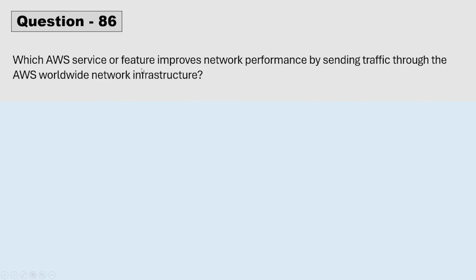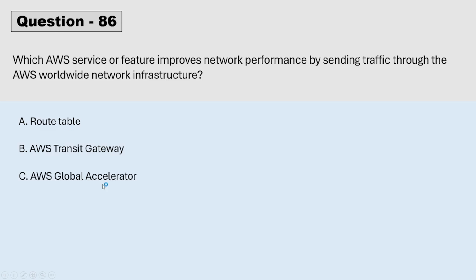So here is the first question of this video. Question number 86. Which AWS service or feature improves network performance by sending traffic through the AWS worldwide network infrastructure? Here are the options. Option A, Route table. Option B, AWS Transit Gateway. Option C, AWS Global Accelerator. Option D, Amazon VPC. Take your time to guess the correct one.